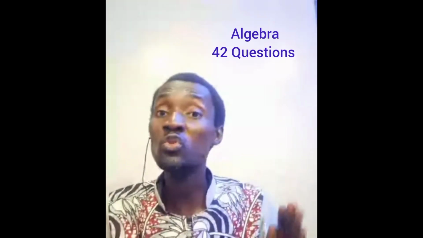Arithmetic is 24 questions. Geometry is 36. And then when we come to paper 2, you have algebra: 42 questions. I'll take a pause here. 42 questions. You know what that means? It means if you don't do well in algebra, you have a problem. So you have algebra, 42 questions.